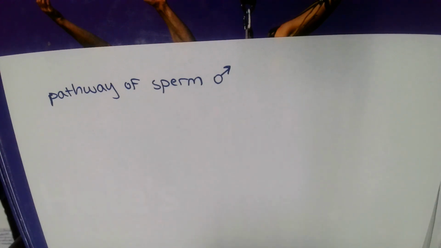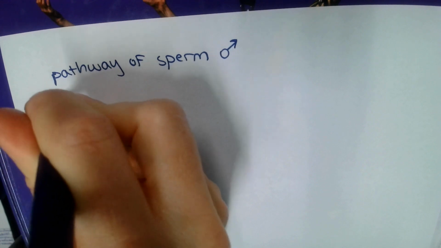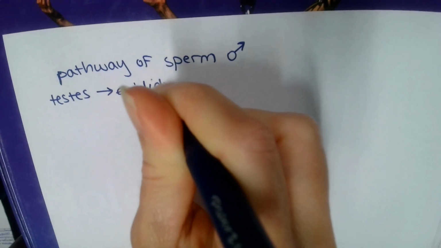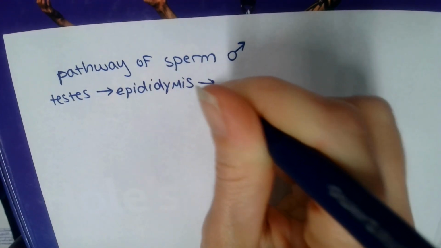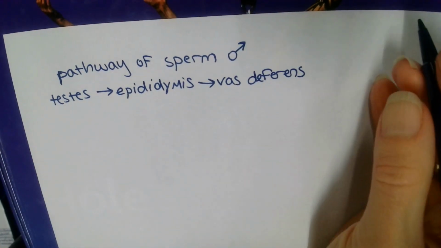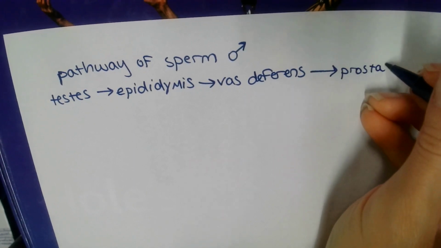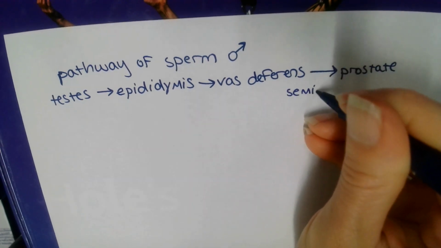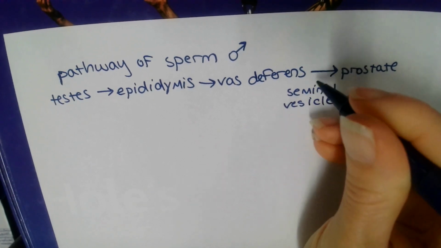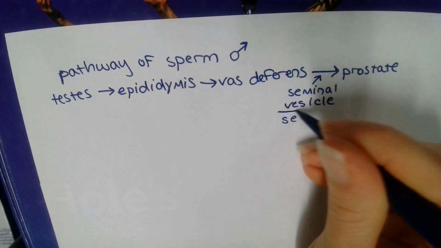All right. So sperm are going to be produced and stored in the testes. Then they're going to pass through the epididymis and into the vas deferens. Then on its way to the prostate, which is the next one, it is going to pass by the seminal vesicles. Sperm do not enter the seminal vesicle, but the seminal vesicle is so important because it produces the semen.